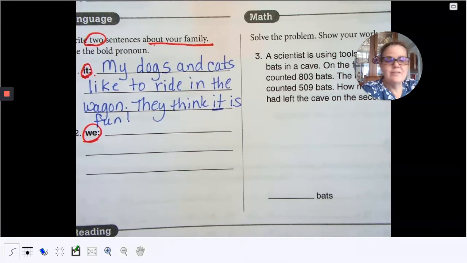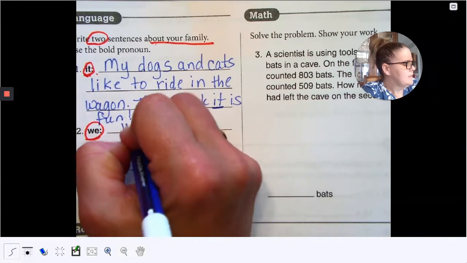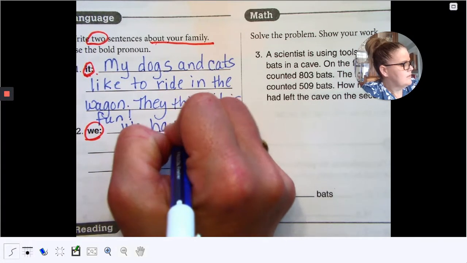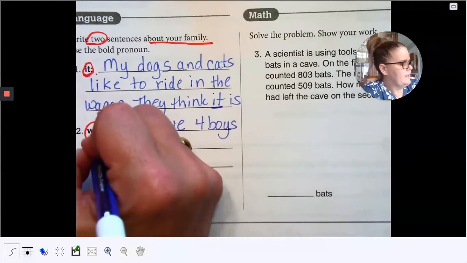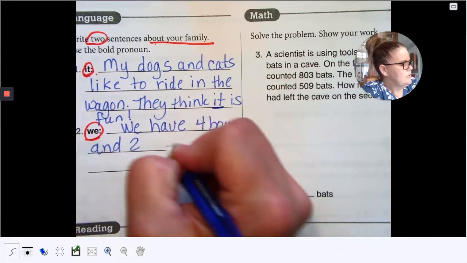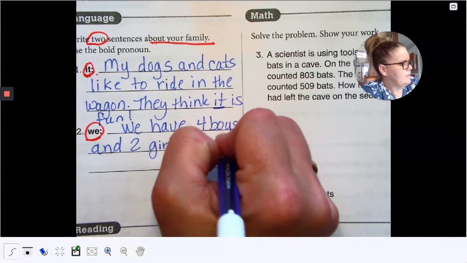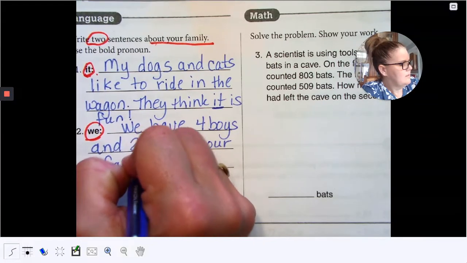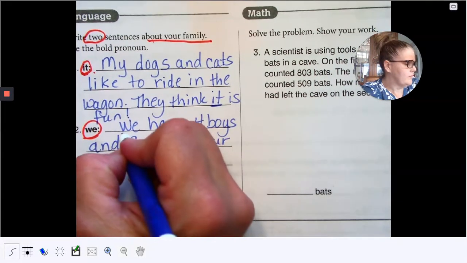So we're going to go ahead and do the second one and replace something with the word we. So let's say we have 4 boys and 2 girls in our family. Okay, so then we've used the pronoun we.